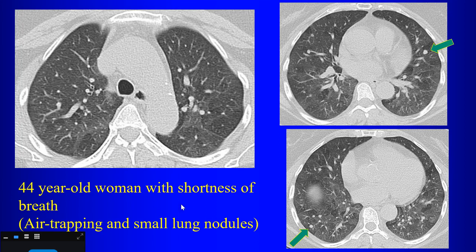Here's a 44-year-old woman with shortness of breath. The arrows are pointing to lung nodules, right? And we have mosaic attenuation, and I'm telling you it's from air trapping. So we have this combination of air trapping and small lung nodules in a 44-year-old woman. What could this be?